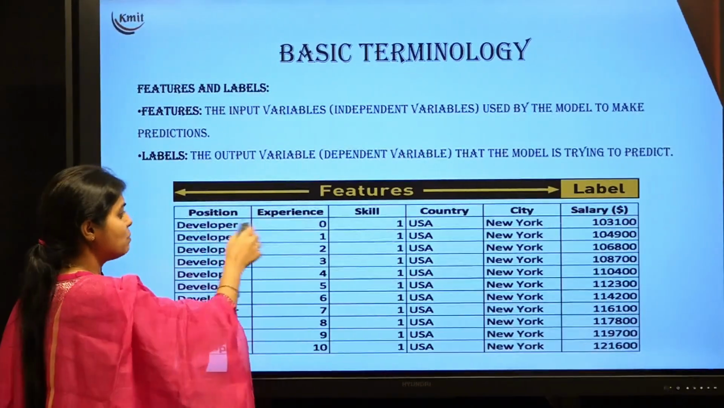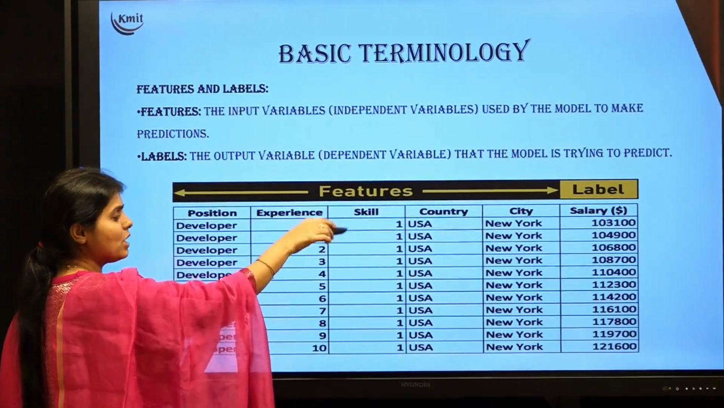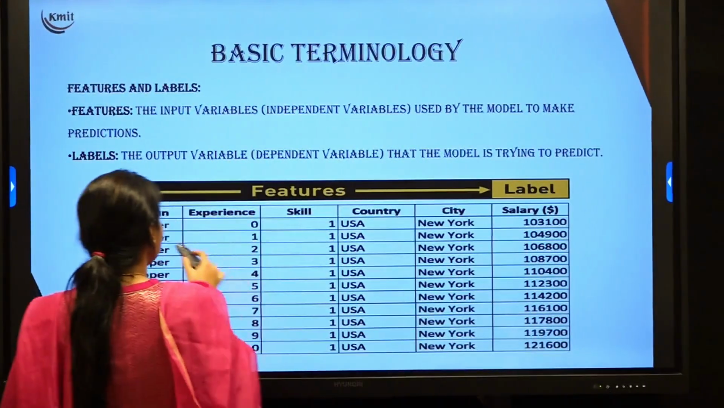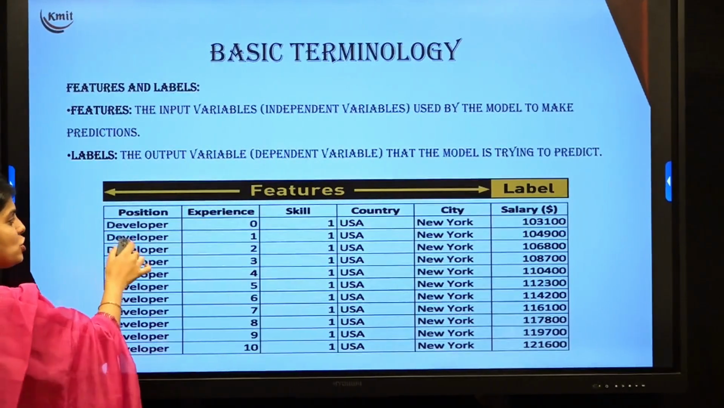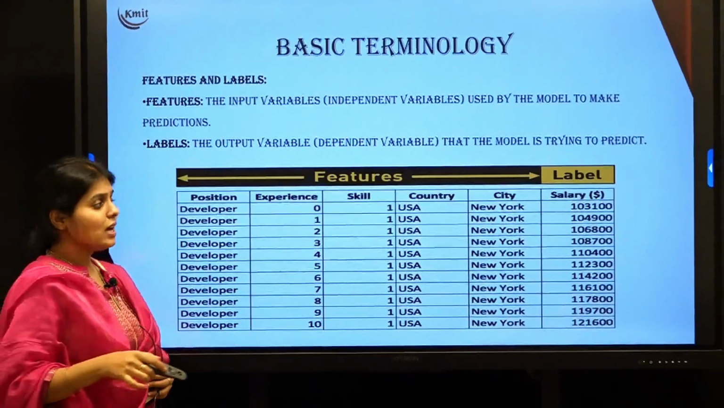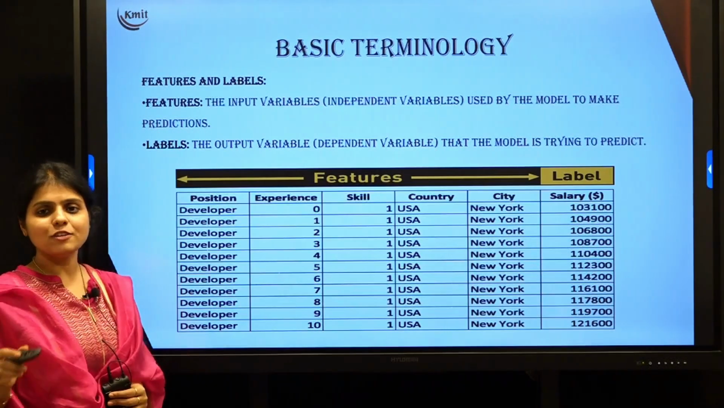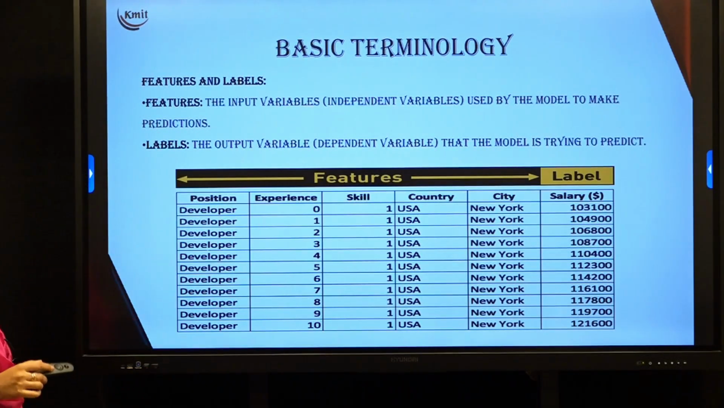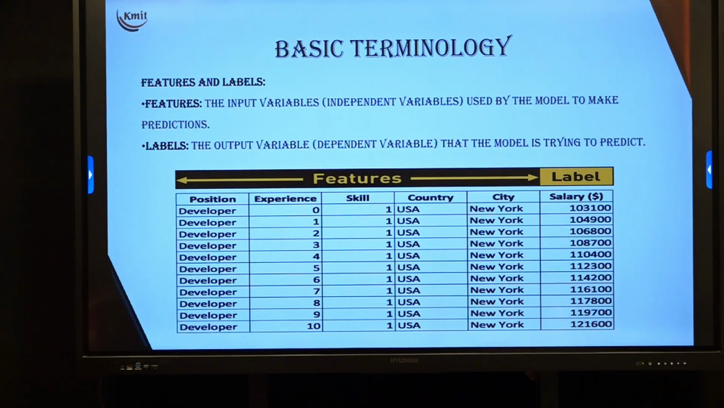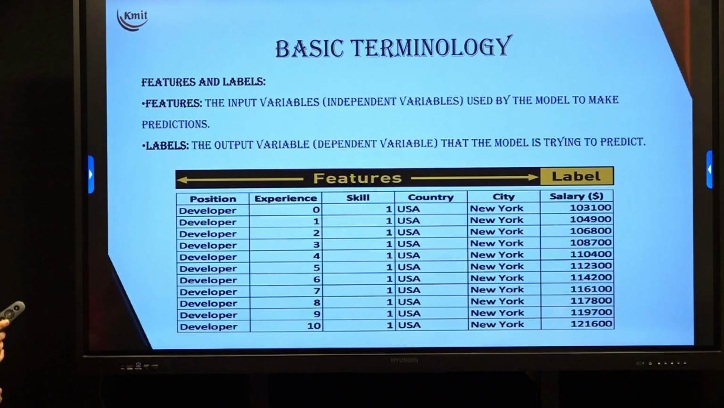So these input features are called features, and this output value y that I am taking is called labels. Here x would be position, experience, skill, country and city, which are called features, and salary is the output parameter, which is called the label. Just remember, features are nothing but the input variables, which are also called independent variables, whereas the output variable is called the dependent variable, or we also call it a label.